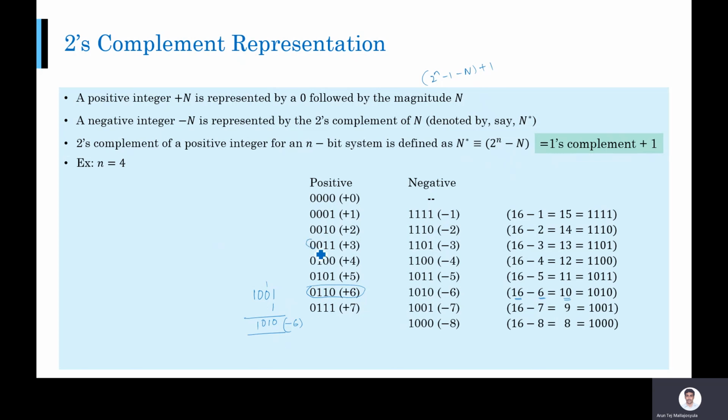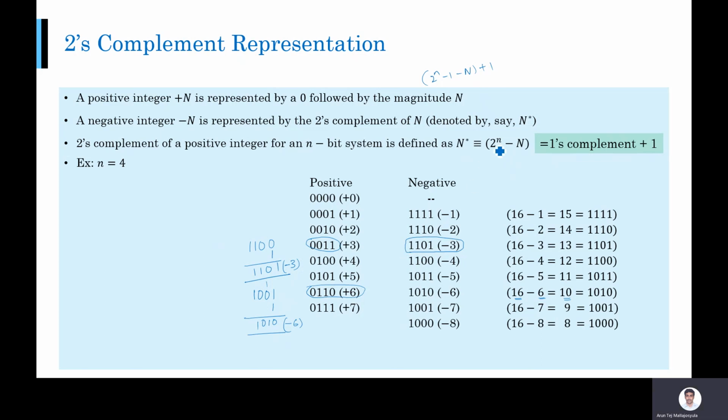You can take one more example. Let us say 0, 0, 1, 1. So 1's complement of this will be 1, 1, 0, 0. You have to add 1 to this. So you will get 1, 1, 0, 1. Right? Which is your 2's complement representation for minus 3. Okay, you can check this. Minus 3 is 1, 1, 0, 1.